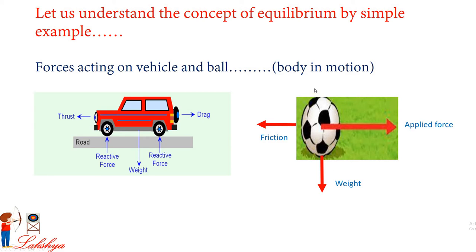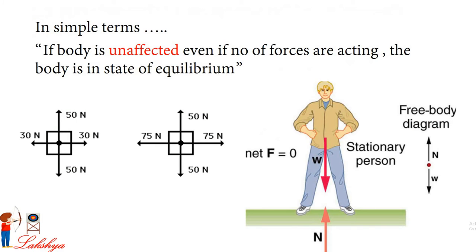Now, consider the forces acting on this ball. The force of friction, opposite to the applied force, and the weight of the ball. So, now tell me, is that body affected by the number of forces? Yes or no? No. So, when a body is unaffected even though a number of forces are acting, that body is in equilibrium.